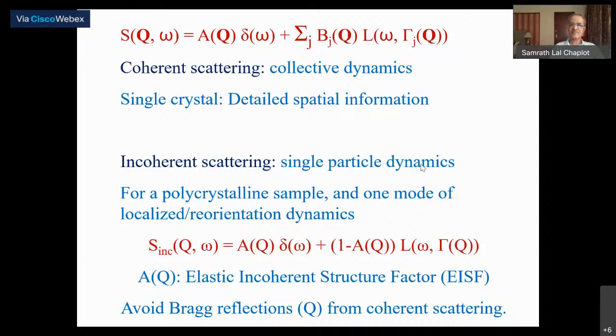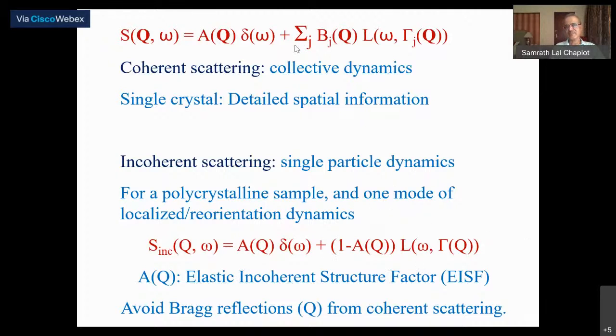Even if it is a single particle dynamics, there is the coherent scattering as well. One has to see that in terms. Okay, so now if you have a sample again, then as we just studied in case of lattice dynamics, you can literally have an incoherent approximation, and so for any one mode of localized dynamics, you have this kind of a simple expression.